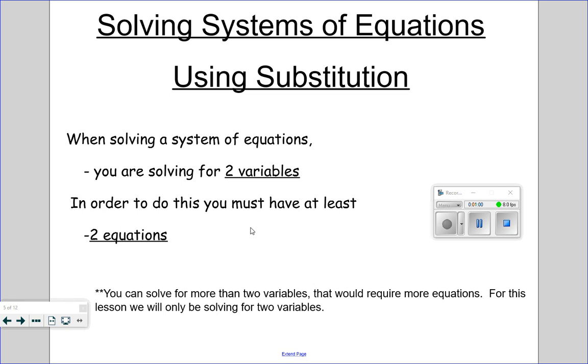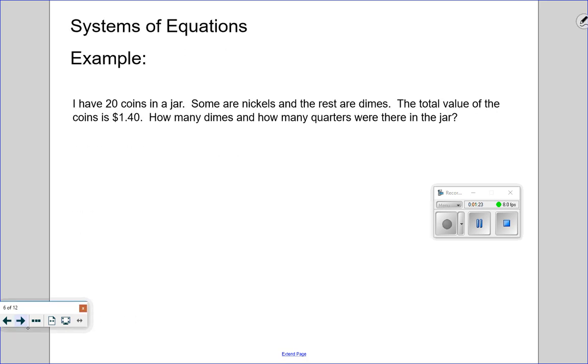Okay, we can actually do more than two variables, but that would require more than two equations. So for instance, if you needed to solve for three variables, you would need three equations. Four variables would require four equations, and so on. For this particular lesson today, we are only going to be dealing with two different variables, no more. So let's look at an example.